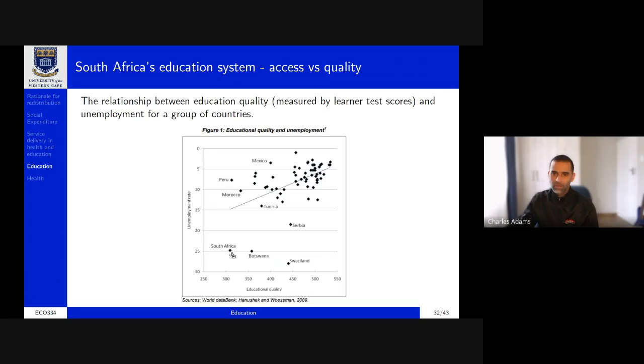Okay, so South Africa has the lowest education quality on this chart, and has the third highest unemployment rate. Okay, but more important, what we do observe is a correlation, even if you exclude these outliers over here. But there does seem to be a negative relationship between educational quality and unemployment rate, meaning that the higher the educational quality, the lower the unemployment rate.